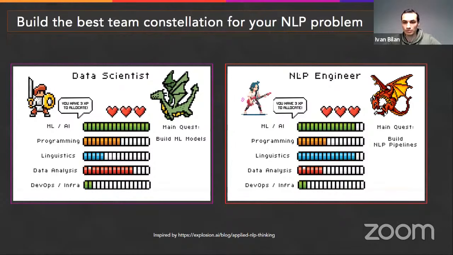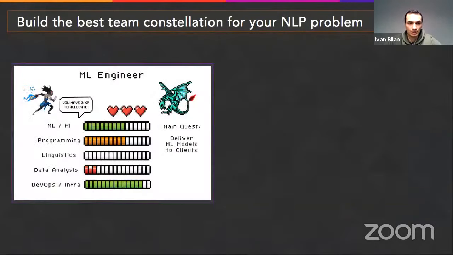This is, of course, all relative. It's not necessarily the case for everyone. So yeah, NLP engineers, they build NLP pipelines. Who else do you need, right? ML engineers. ML engineer is also a role that has emerged in the last few years. ML engineers are pretty good at ML and programming, but their main strength is in ML ops and infra, and how to deploy a model to production, how to make it work.